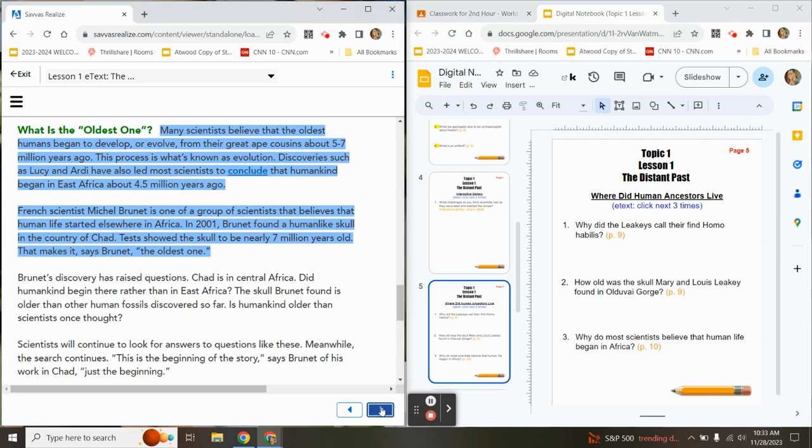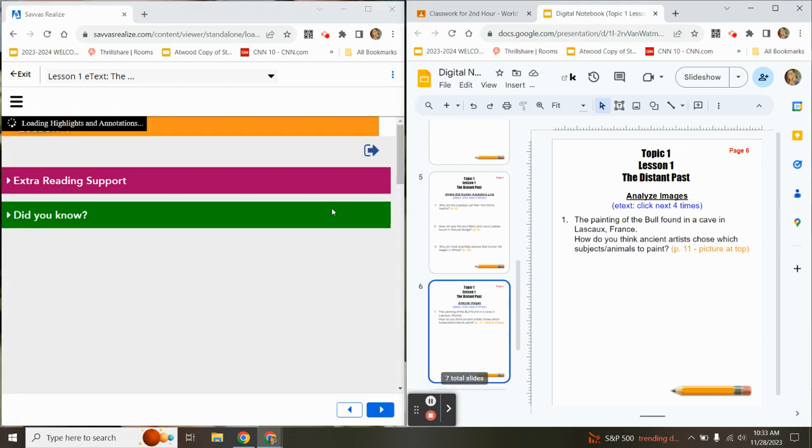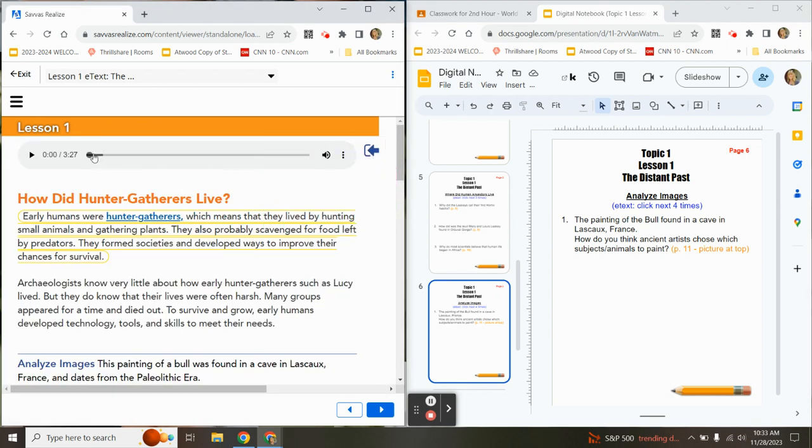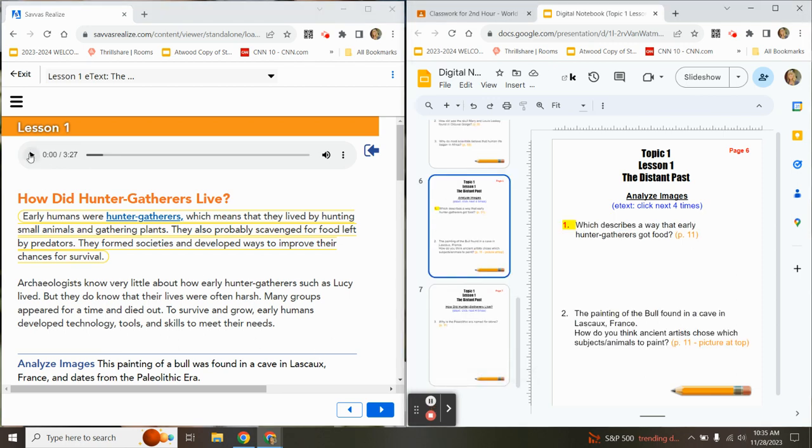All right, let's move on to page 6 in your digital notebook. Again, removing this ball that is covering my words. You have to wait for those highlights and annotations to be done. All right, let's continue on.